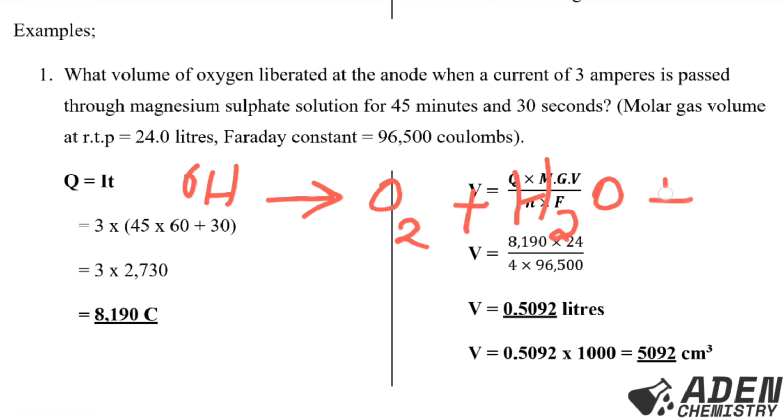Then electrons are lost. So when we balance this equation, we are supposed to put 4 on the hydroxide side, then we put 2 on the water side. That means 4 electrons are lost.